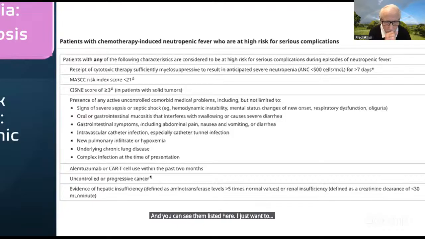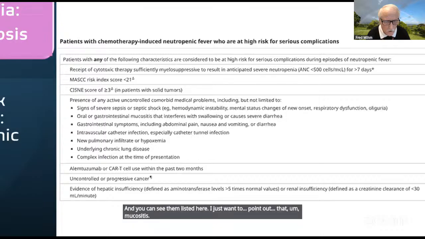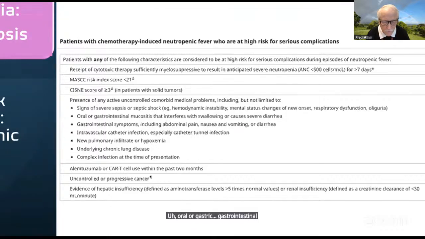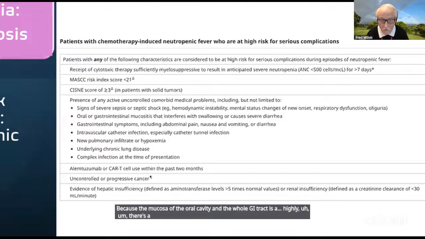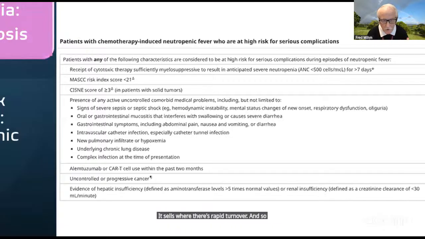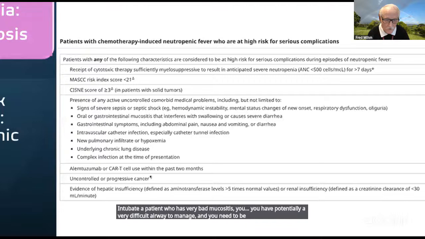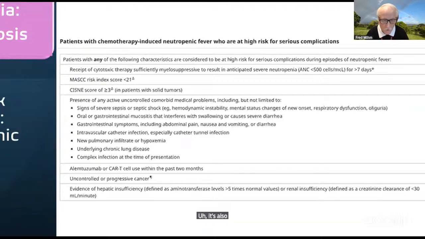I just want to point out that mucositis, oral or gastrointestinal mucositis, is something to really take note of. It's no surprise that this happens with patients getting chemotherapy, because the mucosa of the oral cavity and the whole GI tract has a high rate of cellular turnover, and most of our chemotherapy drugs, of course, hit cells where there's rapid turnover, and so the mucosa of these patients sometimes can be just horribly damaged and inflamed. I point this out only because if you have to intubate a patient who has very bad mucositis, you have potentially a very difficult airway to manage, and you need to be very careful about how you do that. It's also very painful for the patient as well, among other things.